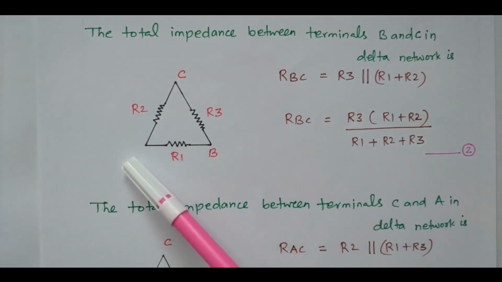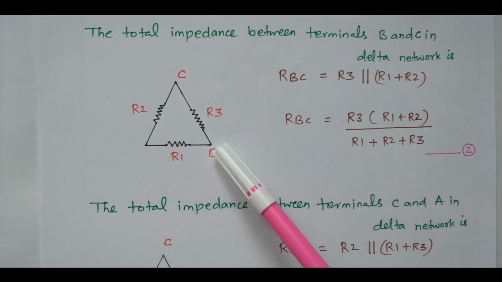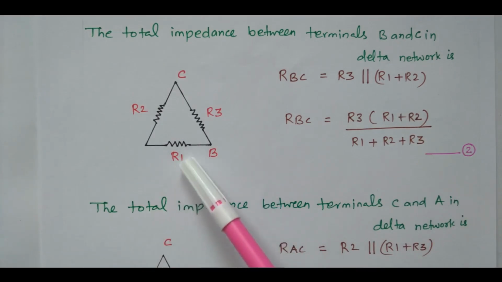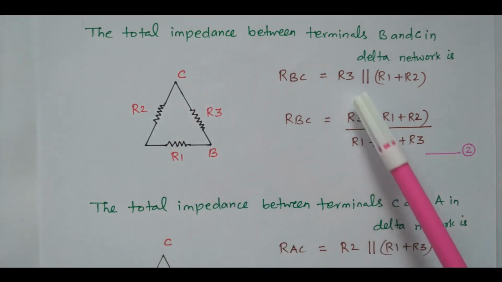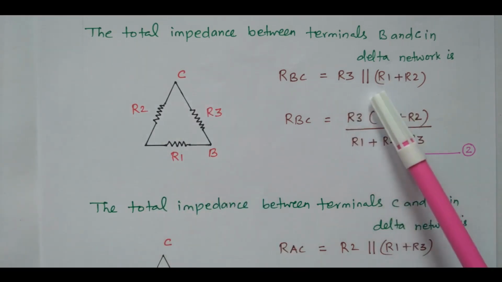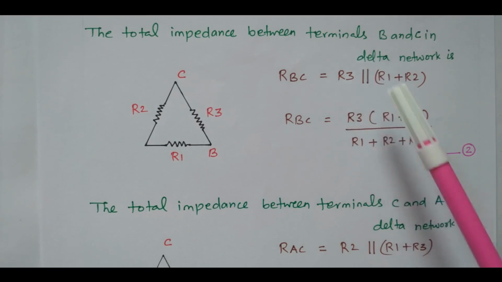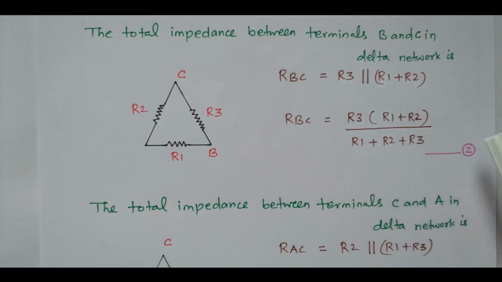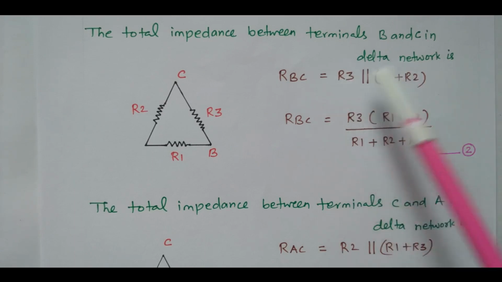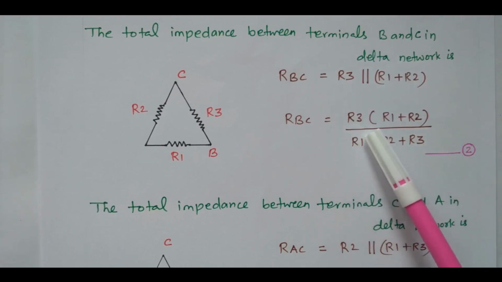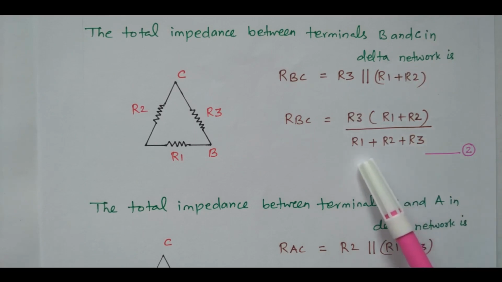We are not considering point A, because we consider only B and C. So this becomes an open terminal. So this R1 and R2 are connected in series, that is in parallel with R3. So that is R3 in parallel with R1 plus R2. How will you find the impedance for a parallel combination? That is the multiplication of these two divided by the sum of these two. R3 into R1 plus R2 divided by R1 plus R2 plus R3. We take this as equation number 2, the previous one as equation number 1.